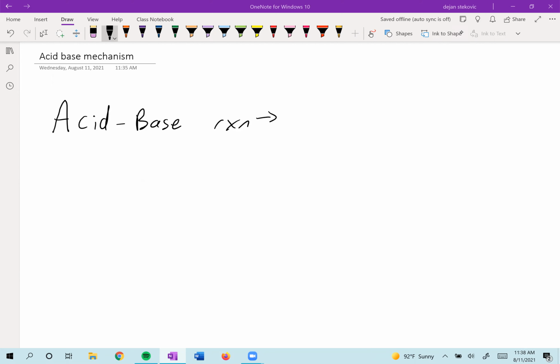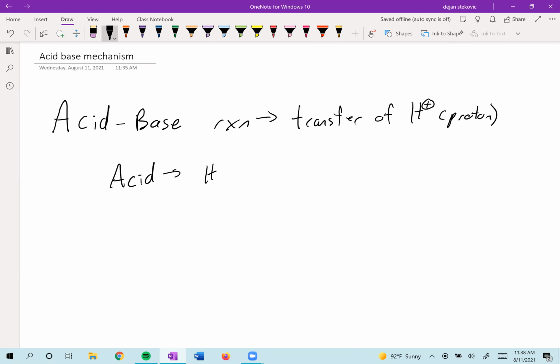An acid-base reaction is a transfer of an H+, otherwise known as a proton. You'll often hear it called a proton. If you think about what a hydrogen is, it's a proton, an electron, sometimes a neutron, but most oftentimes not. And so if you take away the electron, then all that remains is a proton, right? And so think back to the nomenclature here. The acid is the H+ donor, and the base is the H+ acceptor.